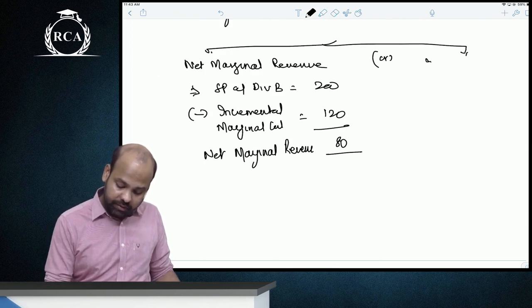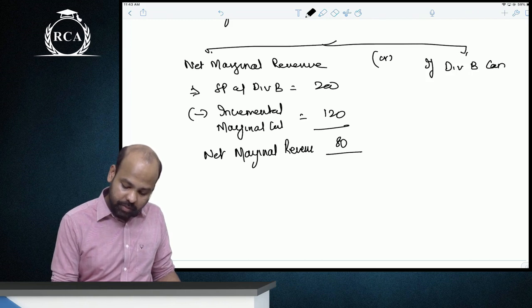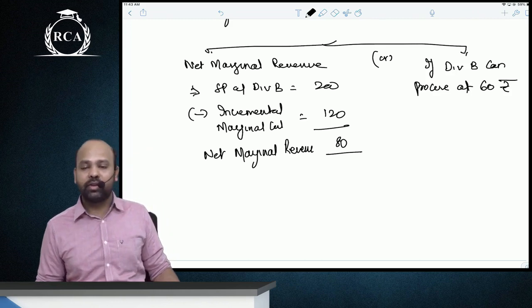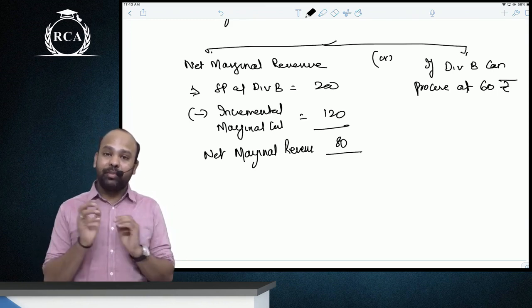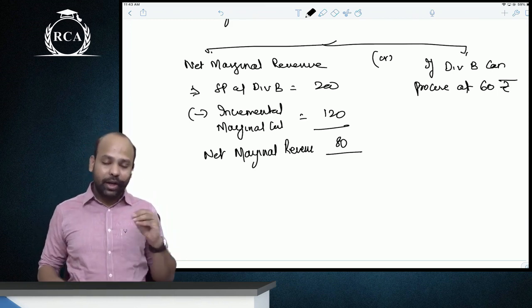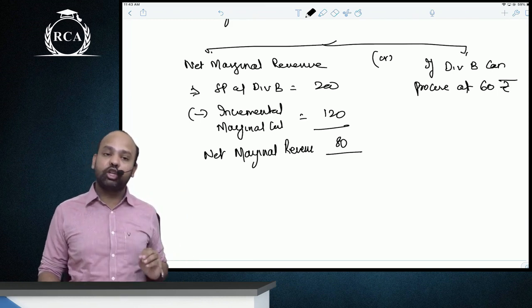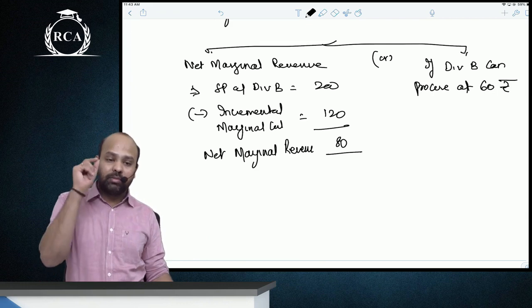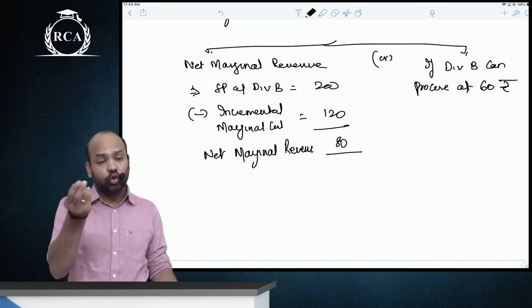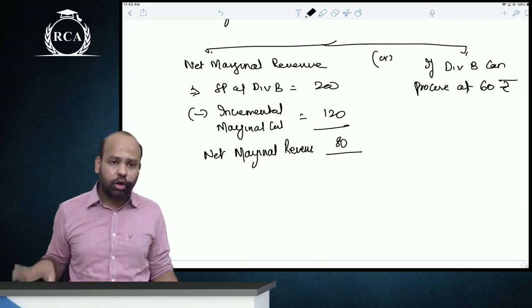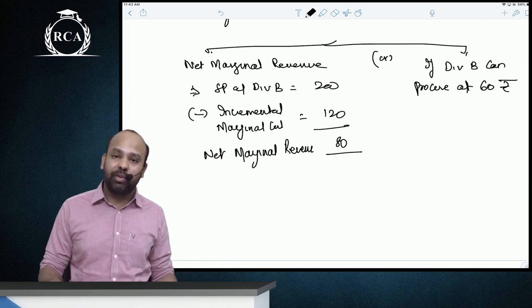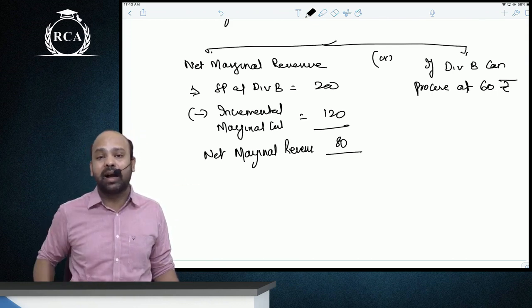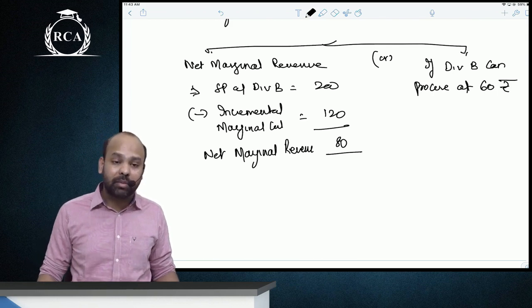Or say if Division B can procure at 60 rupees only, he will not offer more than 60 rupees. Now listen, I am transferring a particular component to you. I know on this component you are incurring an incremental expenditure of 120 and you will get 200 rupees. So the maximum incremental revenue you are getting is 80 rupees, so you will not offer me anything more than 80 rupees. Or if you have an option of buying from the outside market at 60 rupees, you will say, why should I give you 80 rupees? I will directly buy from the market at 60 rupees.